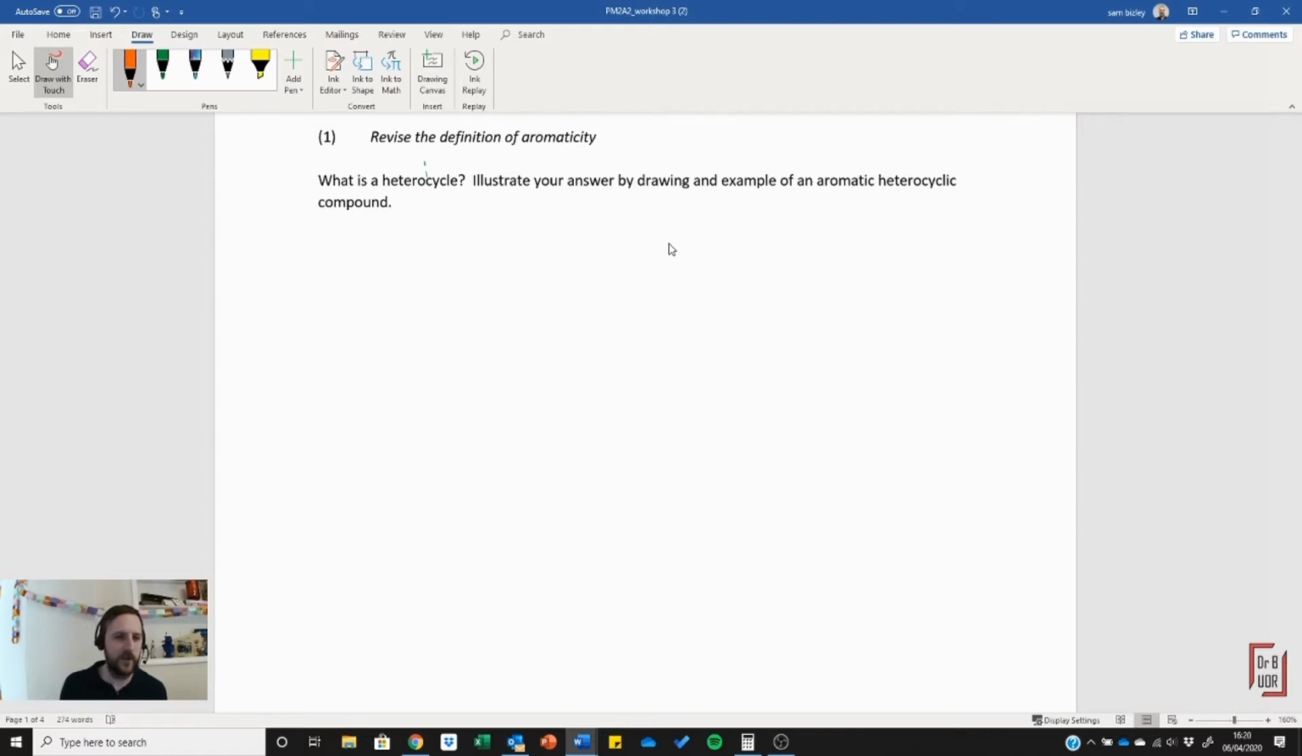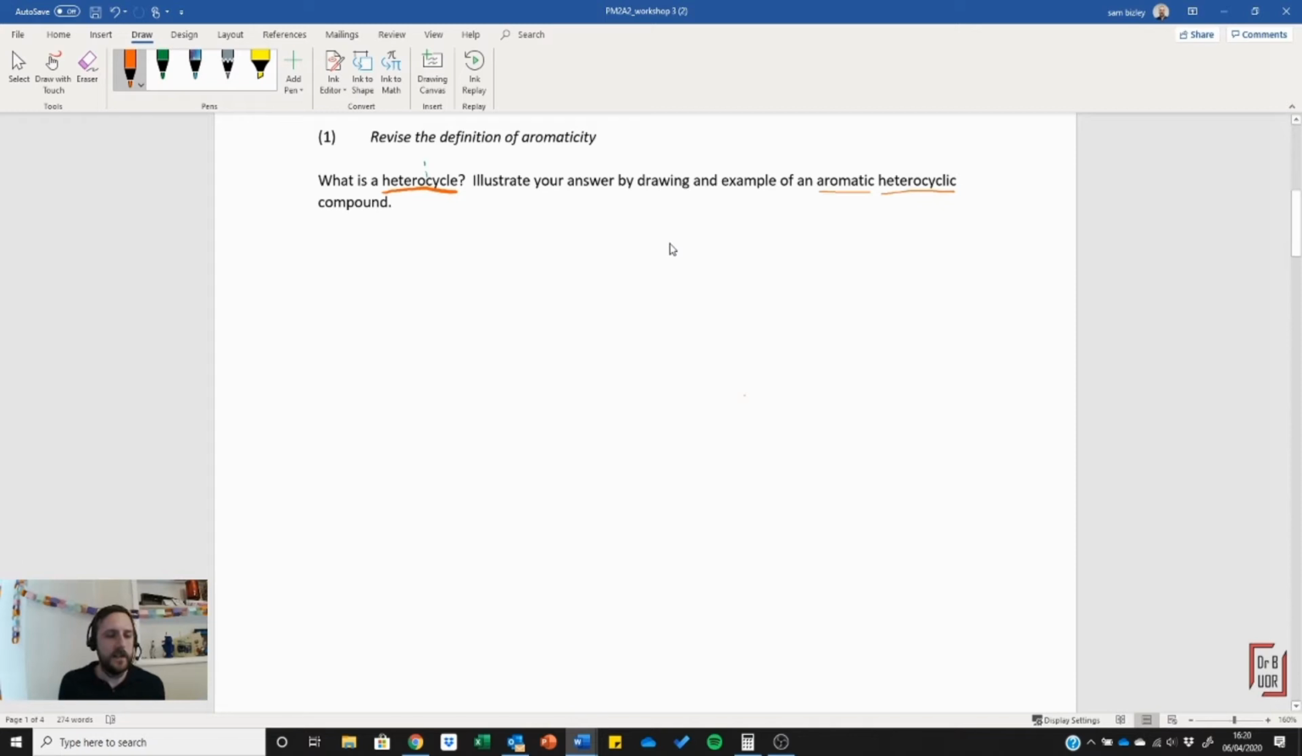Okay, so the question's got a few different points. We want to look at what a heterocycle is, so a little bit of a definition there. And then we want to see whether you know what an aromatic compound is, and also whether you can link that into a heterocyclic compound as well. So can you add these different concepts together and come up with a suitable aromatic heterocycle?